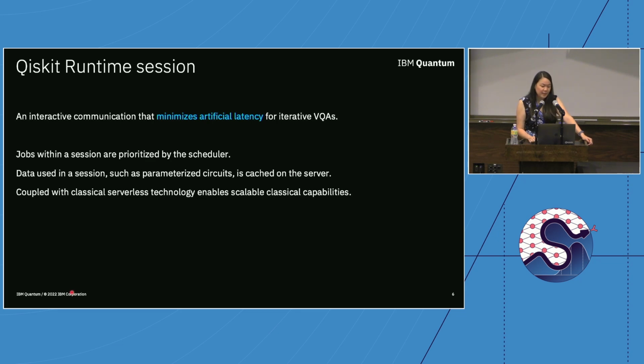And the third point is that classical cloud technology has advanced quite a bit, and there is serverless technology where you can upload your program into a cloud, and that can very easily scale the classical capabilities and use special hardware, such as a GPU if you want to use it to do your optimization. And Qiskit Runtime makes it easier to do it.